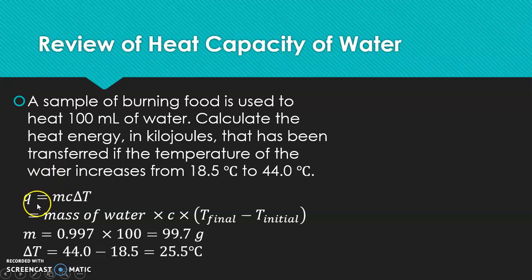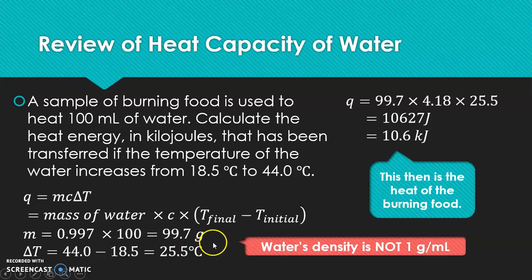For example, here we use the heat capacity of water, and we know the mass of water is 0.997 times 100 because basically the water density is no longer 1 g/mL anymore. And then we have the temperature change. So we multiply everything together, we find out the amount of heat that's actually being released in kilojoules, right? It's initially in joules, then we convert it to kilojoules. This then is the heat of the burning food.